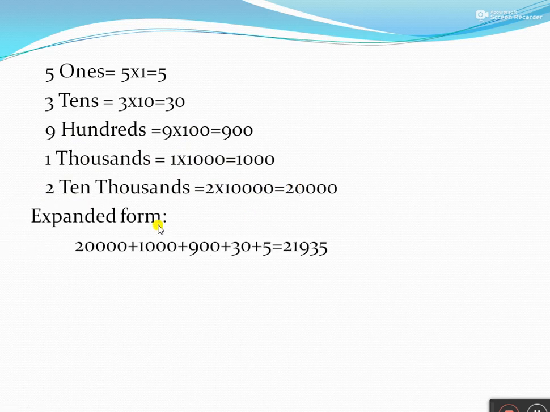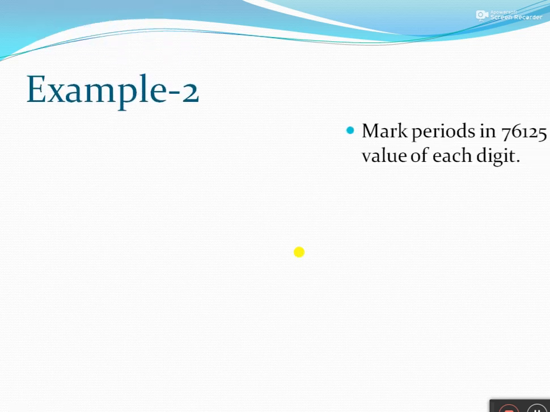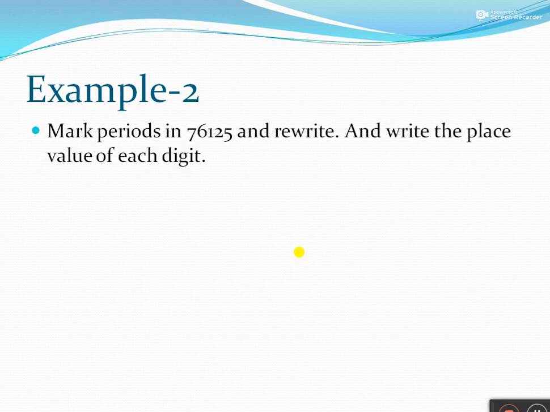Now you see the expanded form. When you write the expanded form, we have to start from the left hand side. So what is the first value? 20,000 plus 1000 plus 900 plus 30 plus 5. We have to do the plus. So what is the answer? 21,935. This is an example for place value in a 5 digit number.